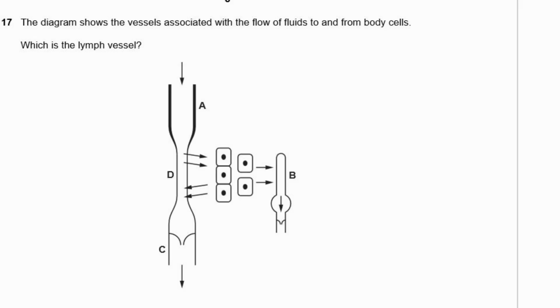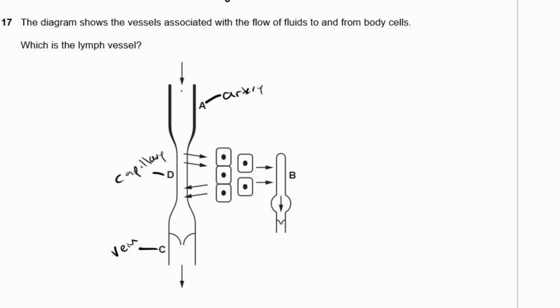Question 17. The diagram shows the vessels associated with the flow of fluids to and from body cells. Which is the lymph vessel? All right, so at A, we have a pretty wide vessel and it has thick walls. So these are thick muscular walls. This would be an artery. At C, we have thin walls and we have a valve. So that looks to me like a vein. And what connects an artery and a vein? Well, that is a capillary.